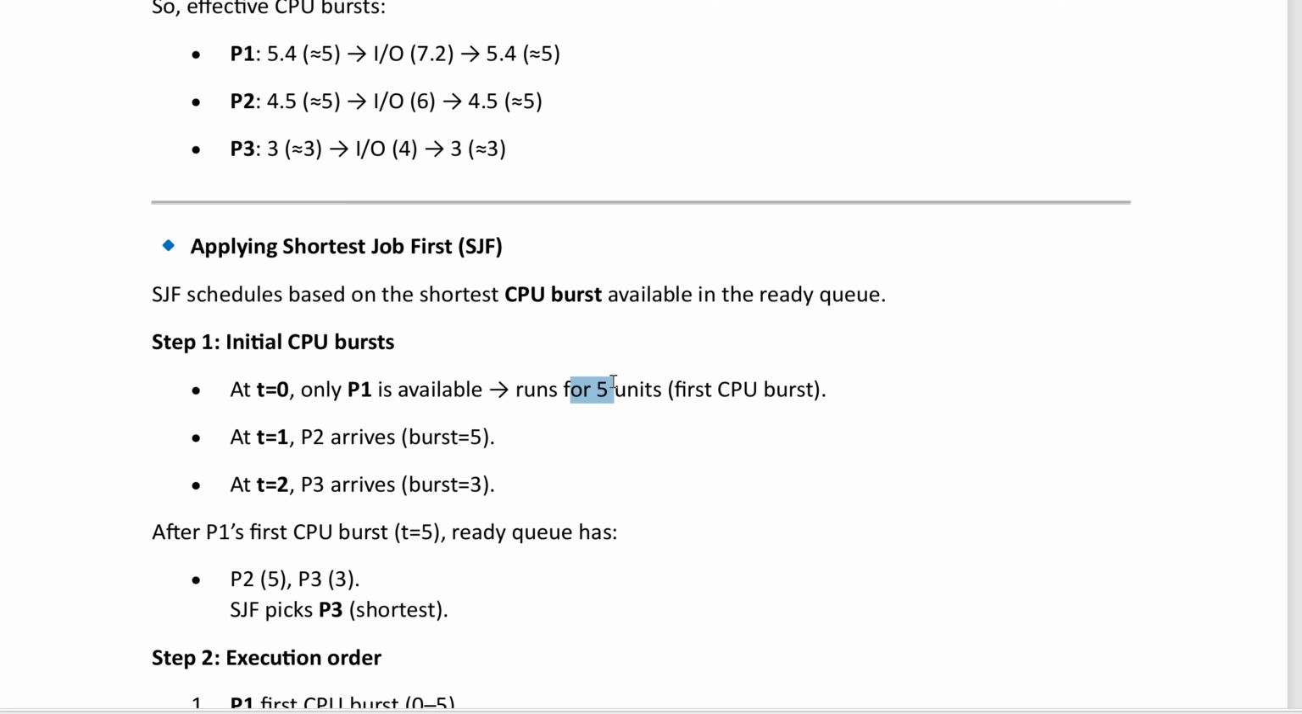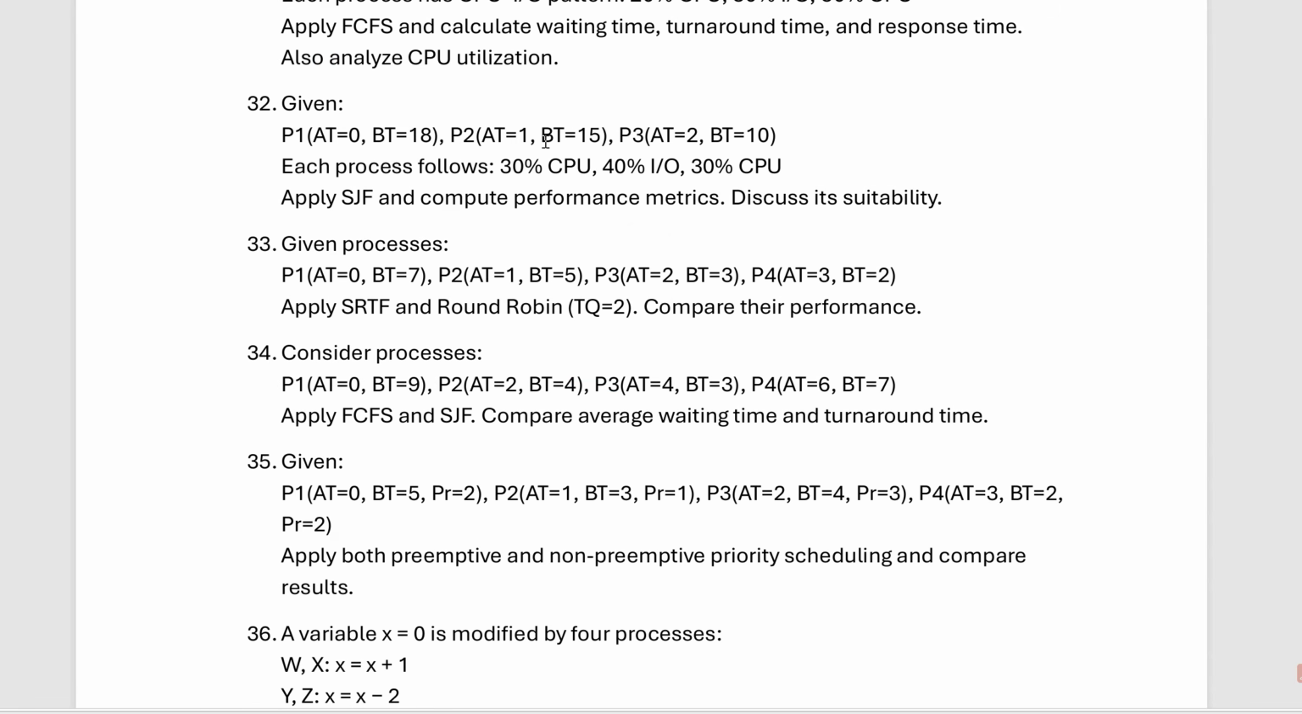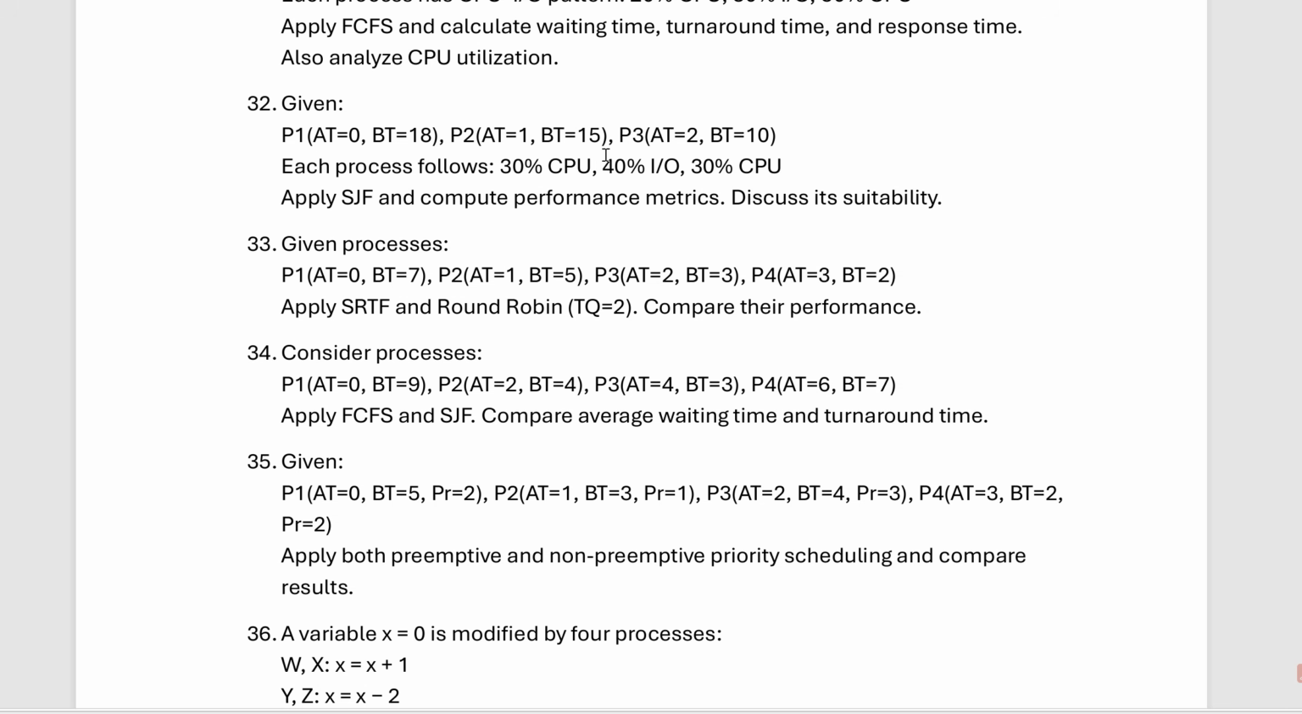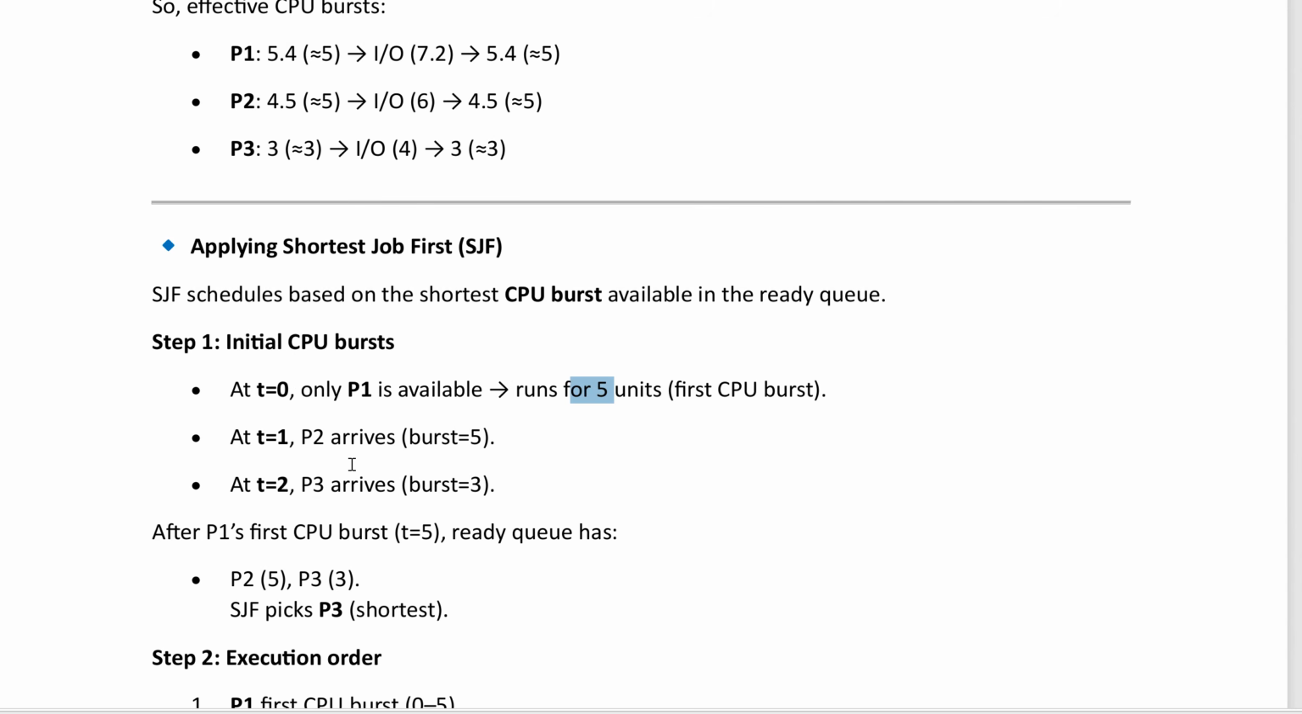After 5 units of time, both P2 and P3 have arrived, because the arrival time of P2 is 1 and P3 is 2. Both of them arrive because P1 has executed up to 5 units of burst time. Sorry, we have to say here: the burst time of P2 is 5 and P3 is 3.